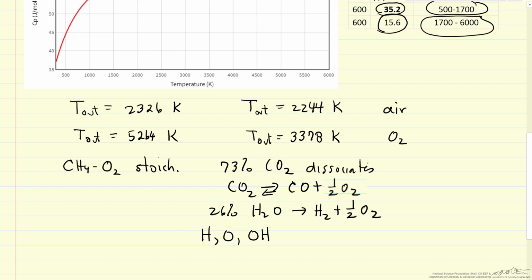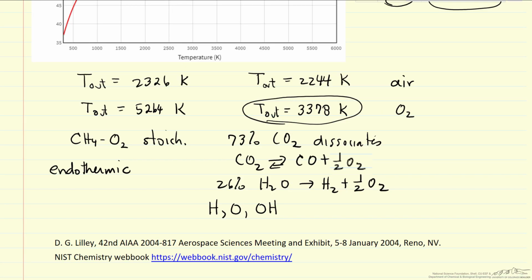These are going to be much smaller, but an important thing to remember is that these dissociation reactions are endothermic. That's why the temperature is significantly lower when we take dissociation reactions into account. I'll list a reference here that has more details on this type of behavior, but there are two important things to remember. Heat capacities as functions of temperature have to be for the appropriate temperature range, and if we're using oxygen as the oxidizer, we have to take into account these dissociation reactions. And here's the reference that discusses this in more detail.